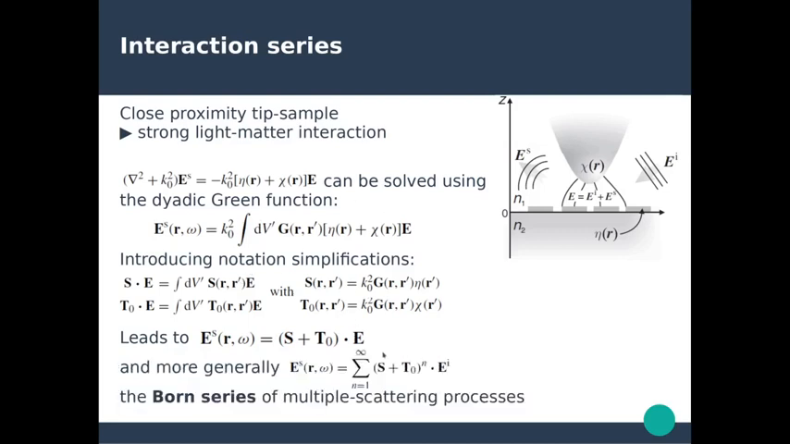More generally, if you re-express the total field as a summation of scattered and incident field, you can express the total scattered field as a function of the incident field that interacts with the sample and the tip, and you have this infinite summation that comes into play. This is known as the Born series of multiple scattering processes. We'll see in the next slide what the physics behind that means.